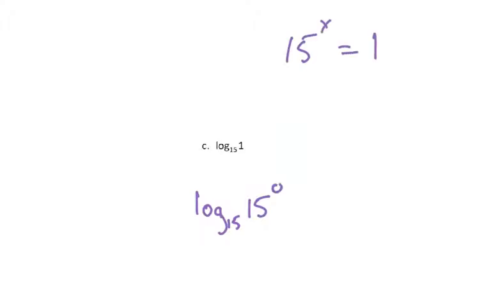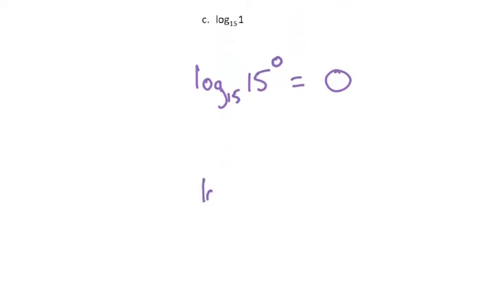15 to the what exponent power is 1? Well, we know anything raised to the 0 power is 1. So this is just 0. And so a lot of times you'll see this written as a rule. A log of any base, sometimes we'll just put a, of 1 equals 0. And that's because you can write anything except 0 as raised to the 0.